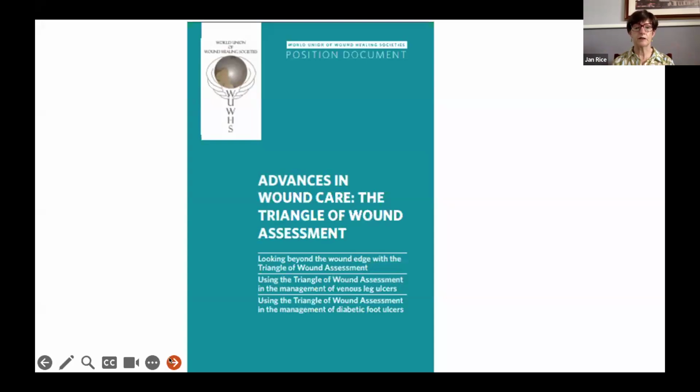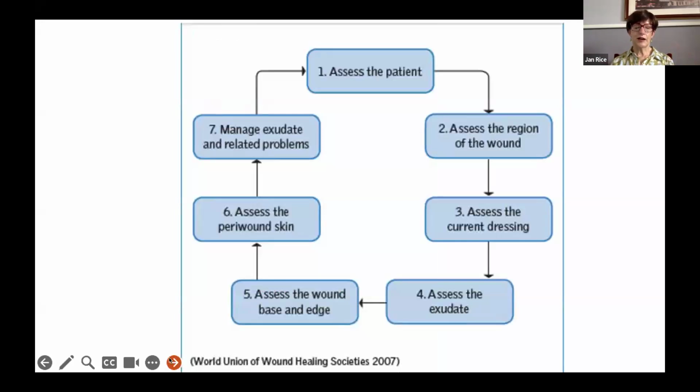They are very, very similar, looking at the triangle of wound assessment, assessing venous leg ulcers, and then looking at diabetic foot ulcers. The document from the World Union of Wound Healing Societies will say, assess the patient, assess all of these other factors that you can see there, going around right down to number 7 with managing the exudate and related problems. So our assessment is vital, and we need to know that we're all assessing the same thing. So terminology is very important.